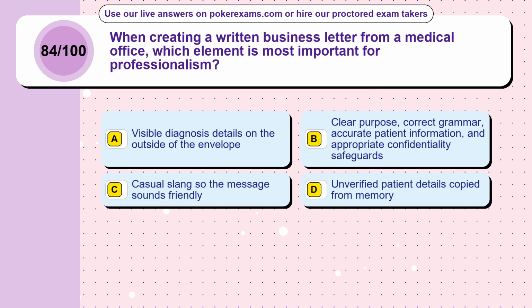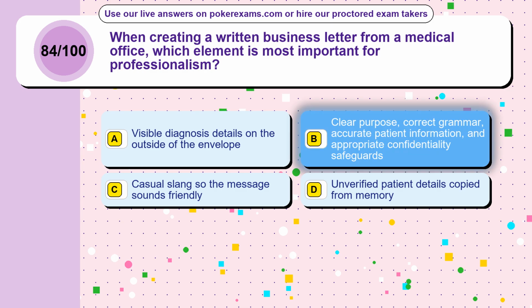Question 84. When creating a written business letter from a medical office, which element is most important for professionalism? Option A. Visible diagnosis details on the outside of the envelope. Option B. Clear purpose, correct grammar, accurate patient information, and appropriate confidentiality safeguards. Option C. Casual slang so the message sounds friendly. Option D. Unverified patient details copied from memory.